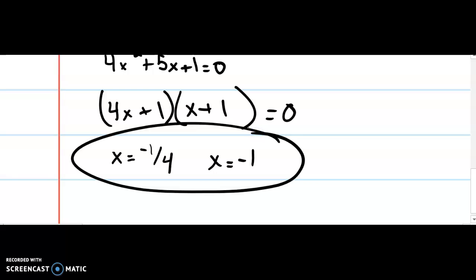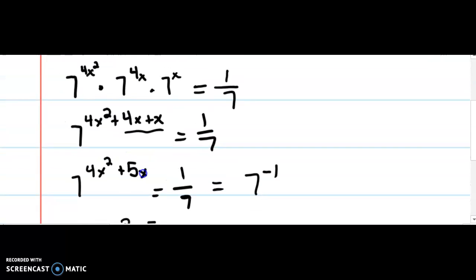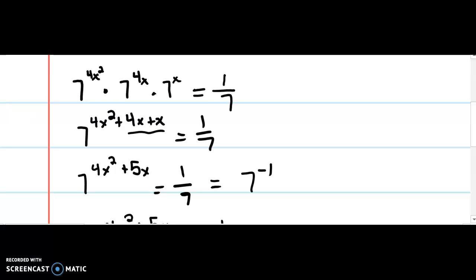Remember, I don't have to check for extraneous solutions for this one because I did not start with a log equation. Okay, so there's the first one.